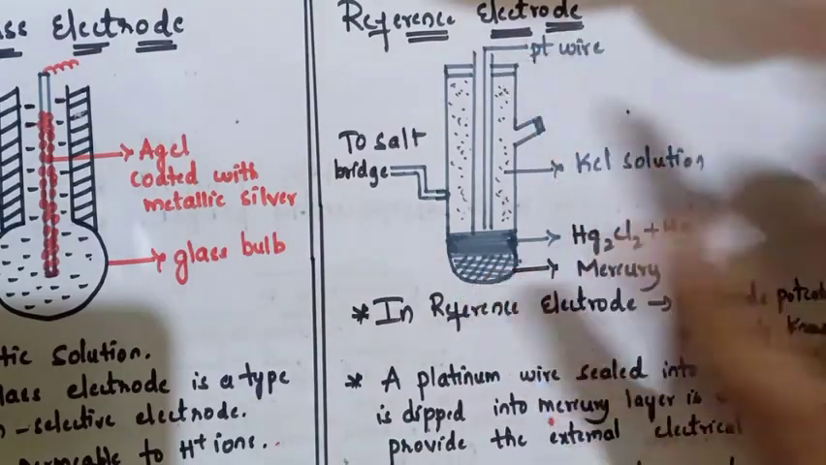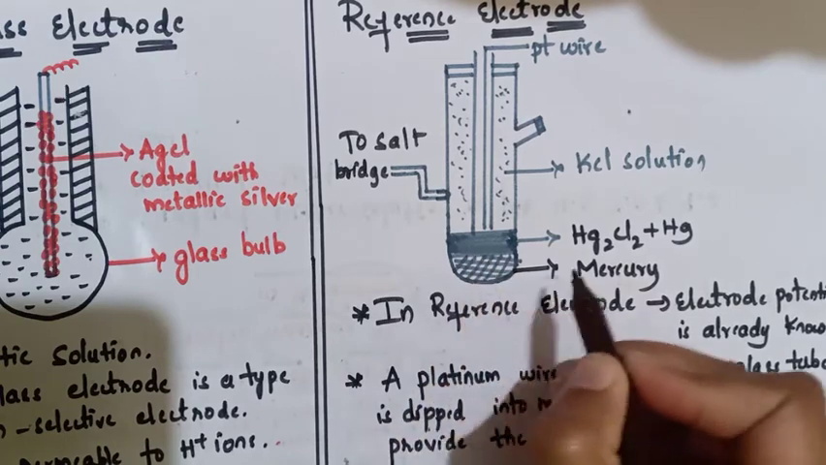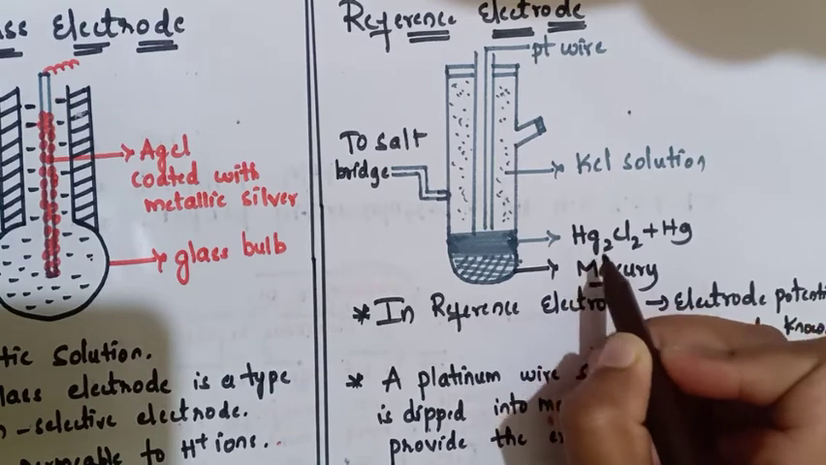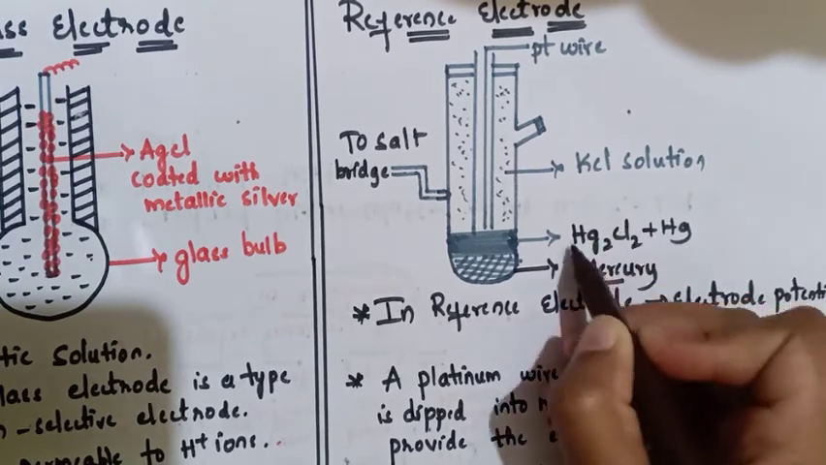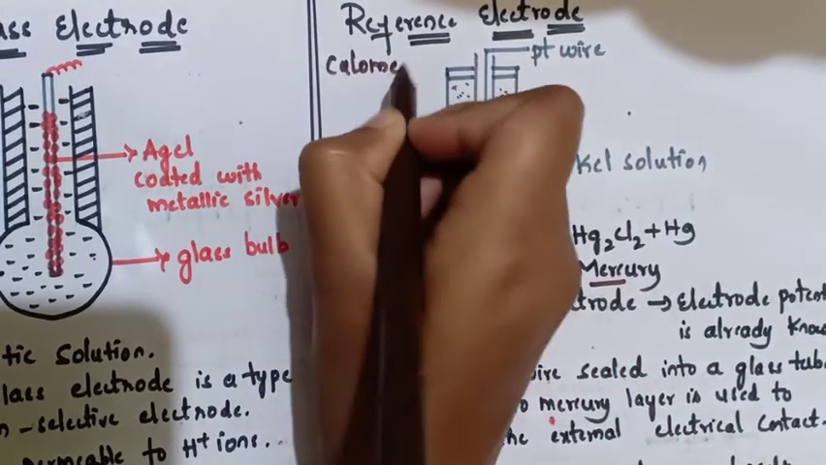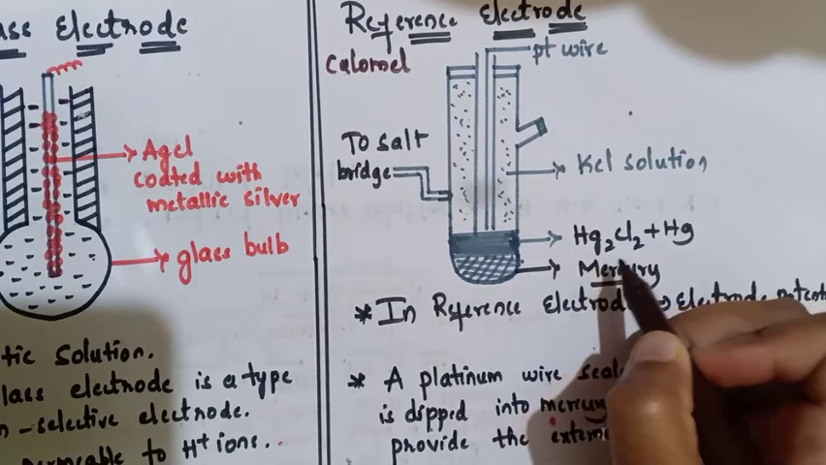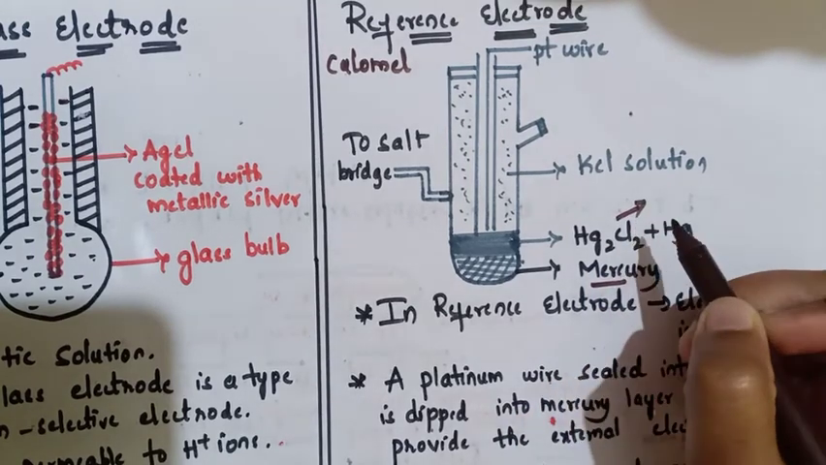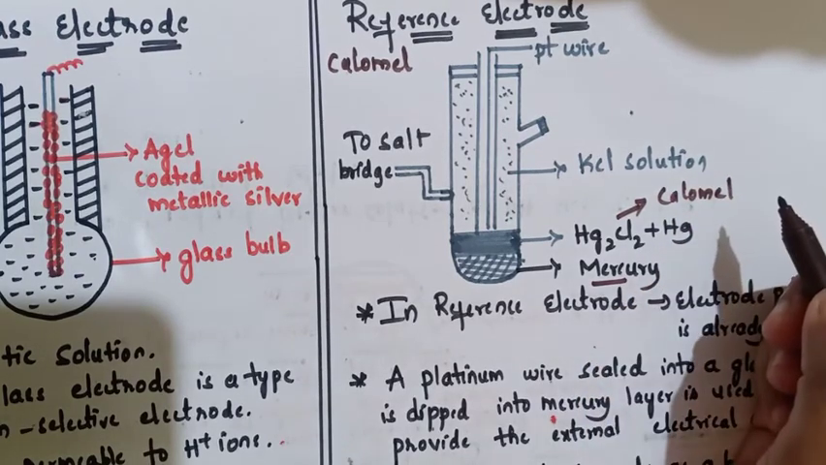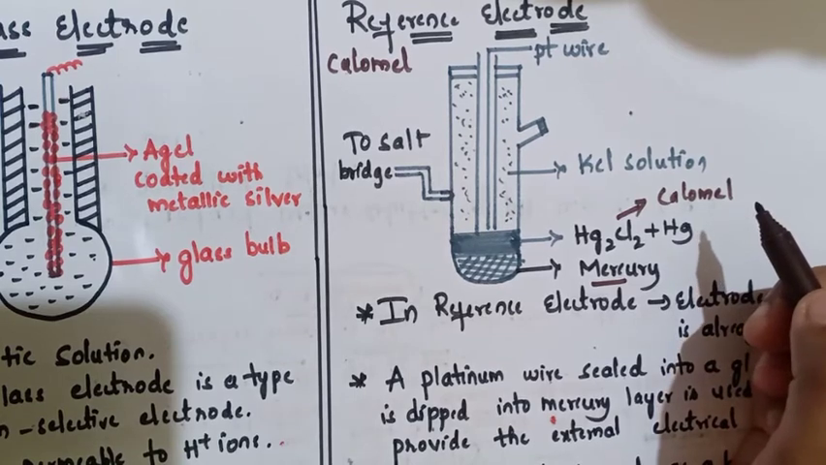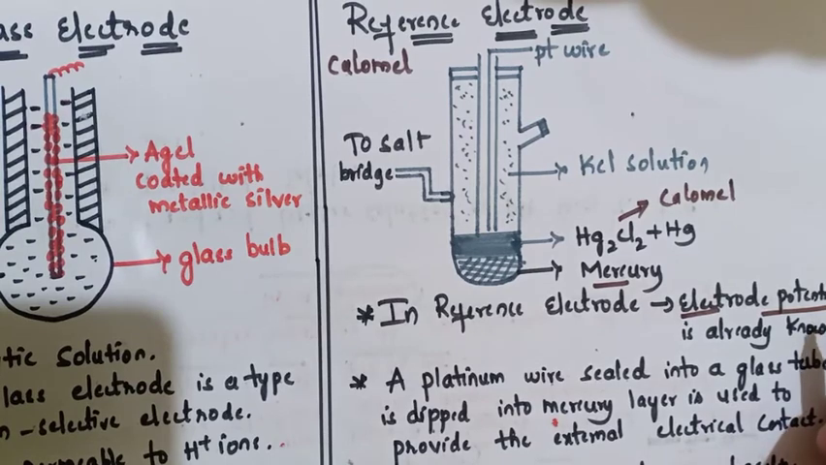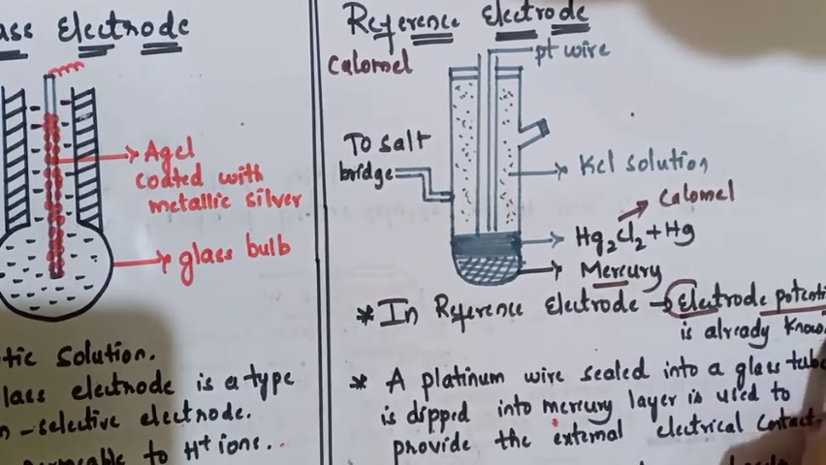Here, it is a glass vessel. The bottom of this glass vessel consists of mercury. Above this mercury is Hg2Cl2 plus Hg. This is mercurous chloride. This is called a calomel reference electrode because the commercial name of this Hg2Cl2 is calomel. In the reference electrode, we already know the electrode potential. That is, the electrode potential is already known in the reference electrode.